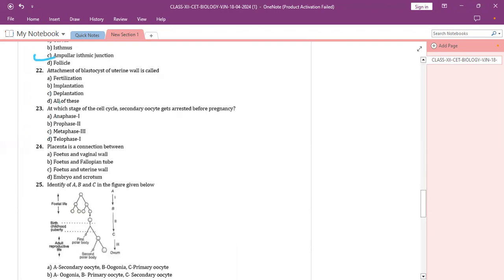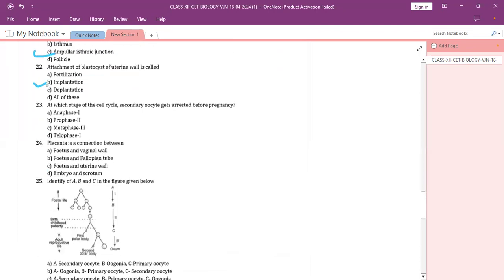22nd one. Attachment of blastocyst to the uterine wall is called A, fertilization, B, implantation, C, deplantation, D, all of this. Obviously, after fertilization, around 7 days later, implantation occurs, where the blastocyst gets embedded in the endometrium of the uterine wall, and this is called implantation. The option is B.